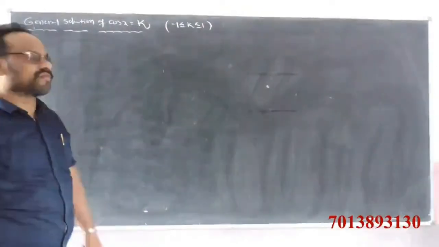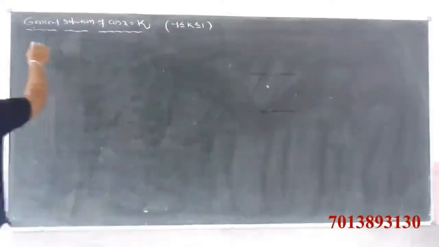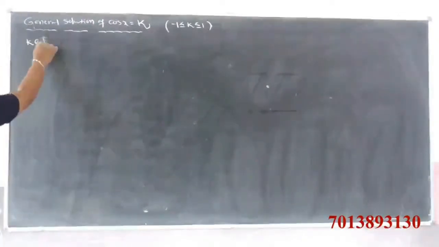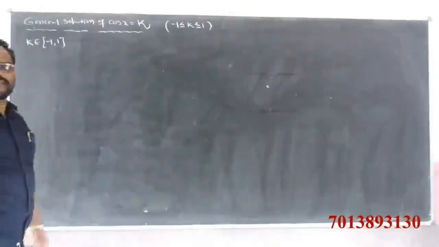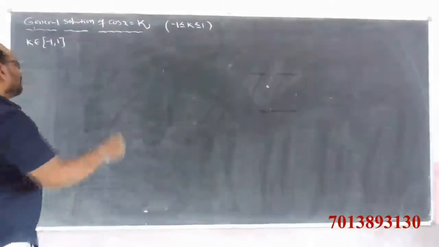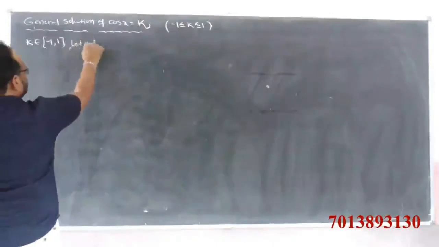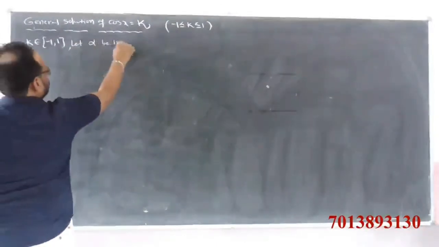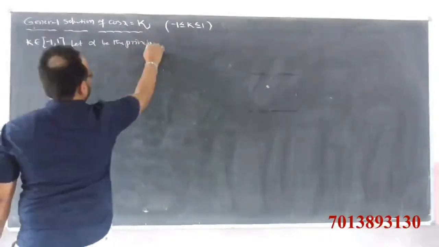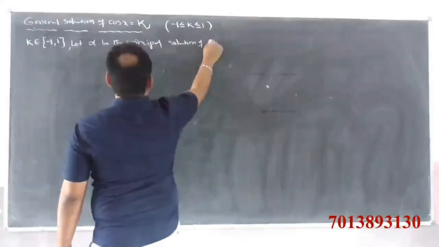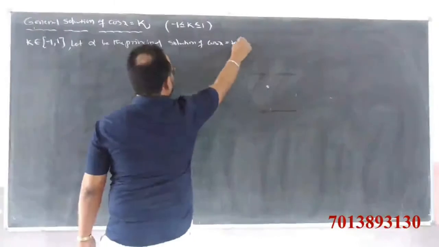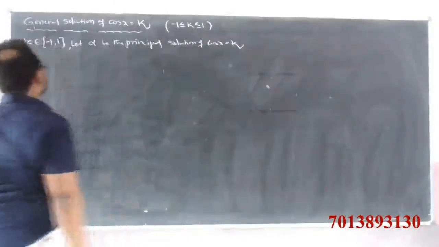What is the general solution of cos x equals k? Here k belongs to the closed interval minus 1 comma plus 1. There exists a unique value of alpha. So let us assume that alpha is the principal solution of cos x equals k.